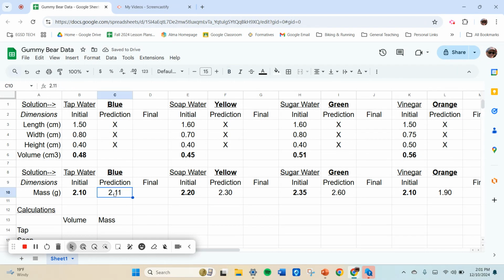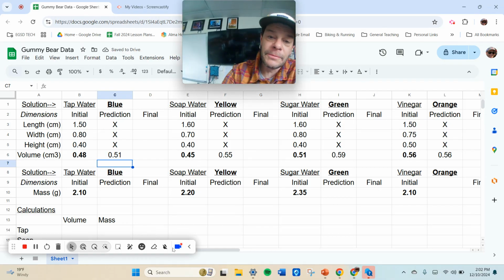Now that I know my volume, I can kind of predict what I want. 0.51, 0.55, 0.59, 0.56. These predictions aren't super important for your math, but they will be important in the reasoning.